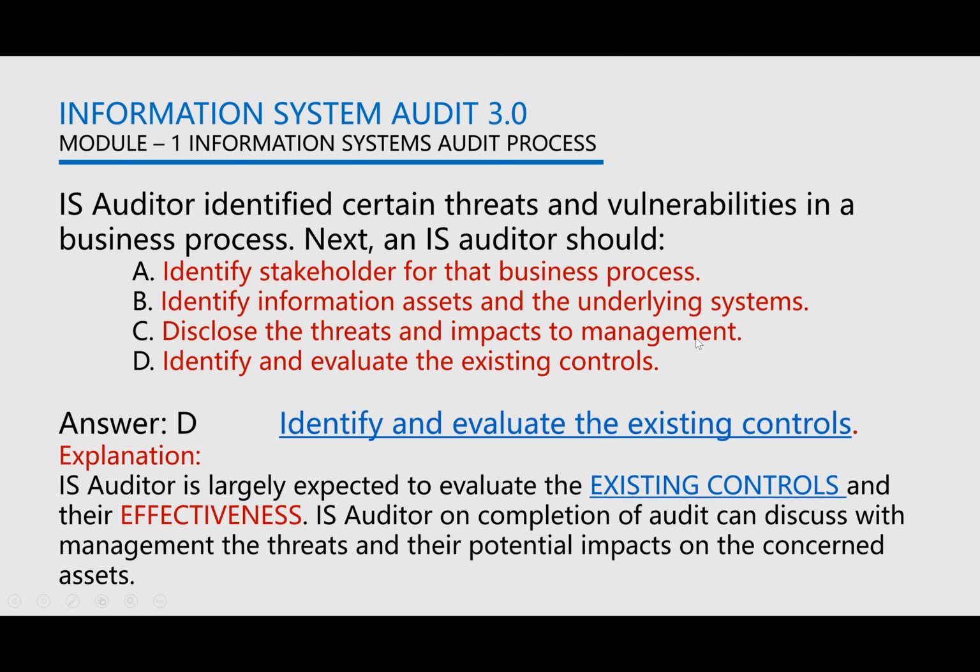Disclose the threats and impact to the management. What will happen with this? Nothing will happen. It's not a part of disclosing. You need to check the controls which are already there. So the explanation is that an IS auditor is largely expected to evaluate the existing controls. Now, as I already mentioned, you identify the assets, find out vulnerabilities and threats. Then what you do is assess the controls, evaluate the controls, and find out their effectiveness. However, the last point D, the disclosure of threats and impact to the management, you can do later on.